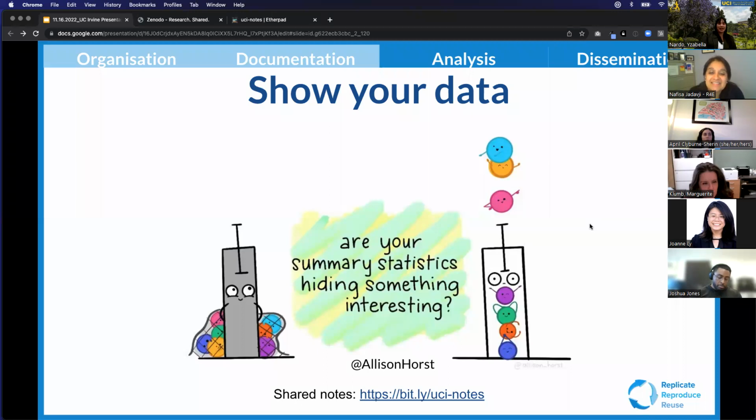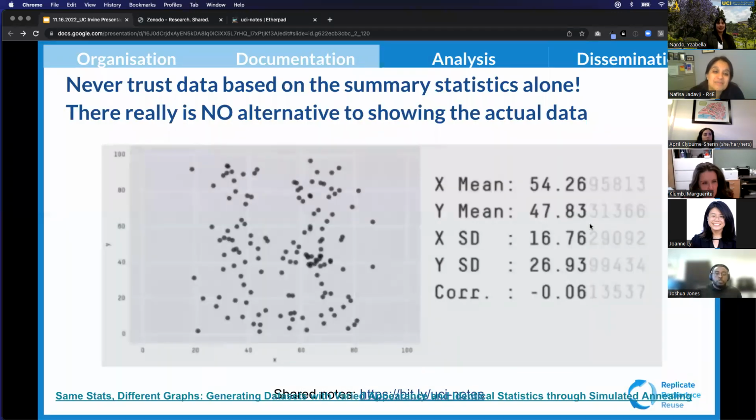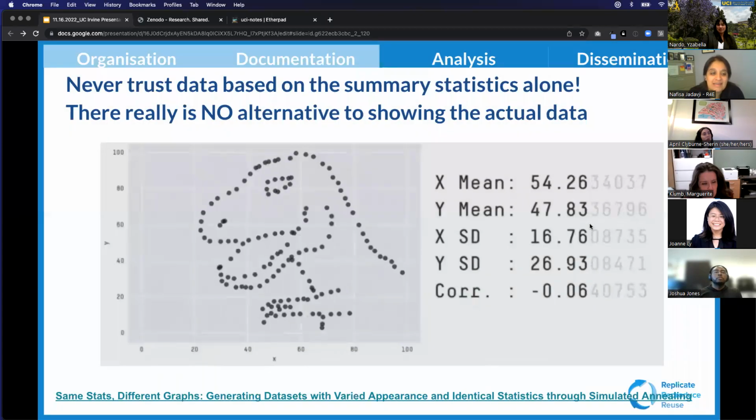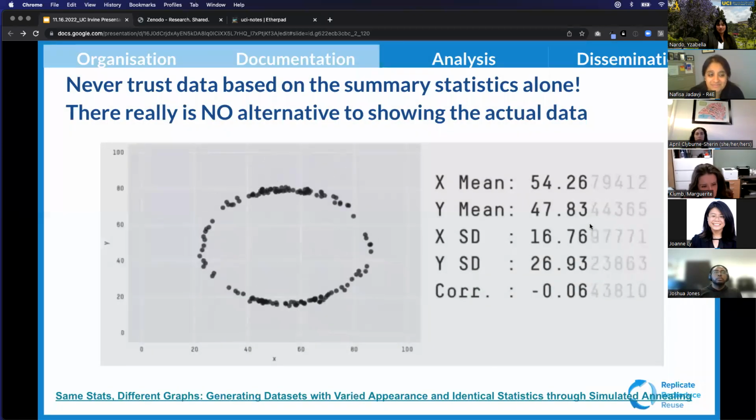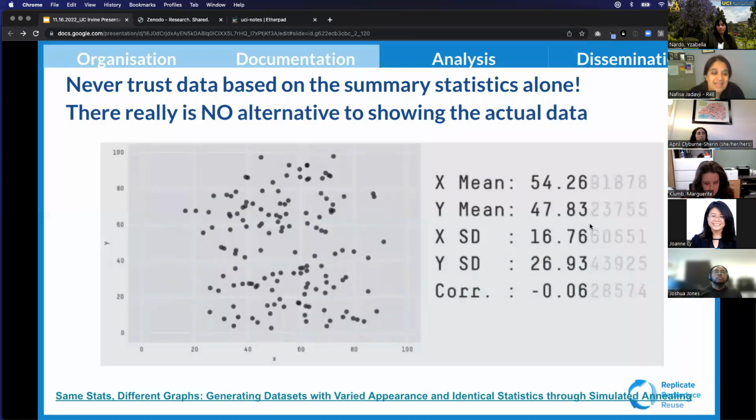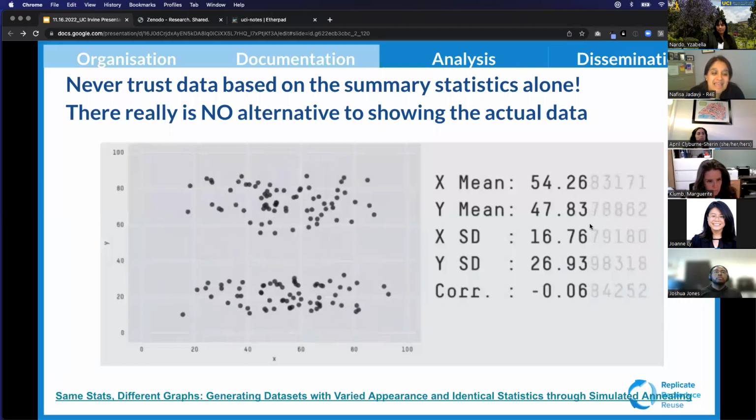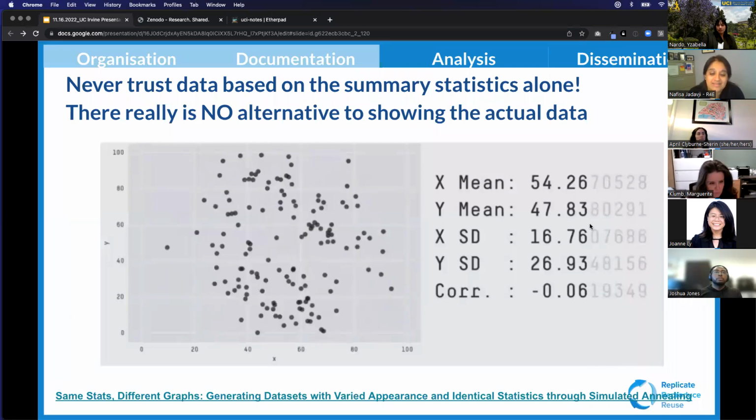And so next slide, you want to be a little bit critical when you're sharing summary statistics. There isn't really an alternative to showing the actual data. Next slide. And we can see here just some alterations with the summary statistics. And so what, next slide.